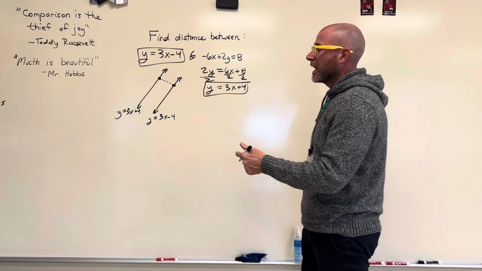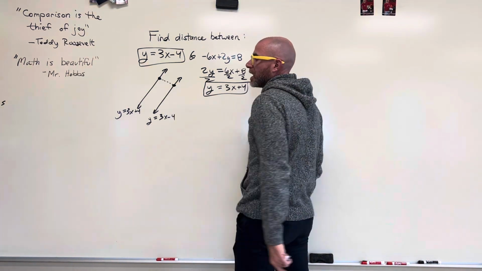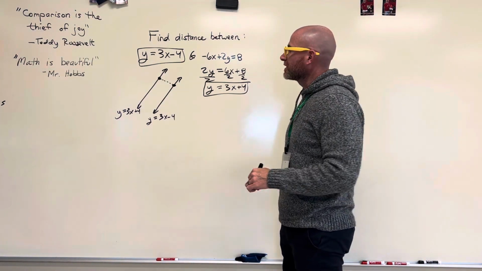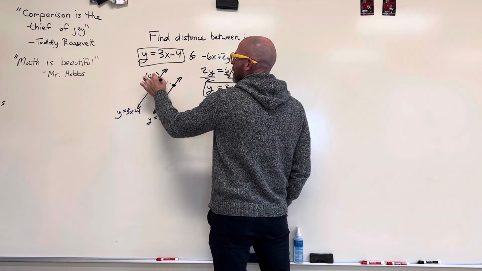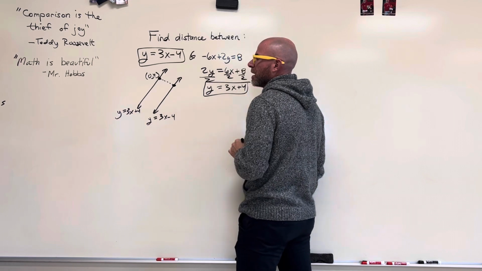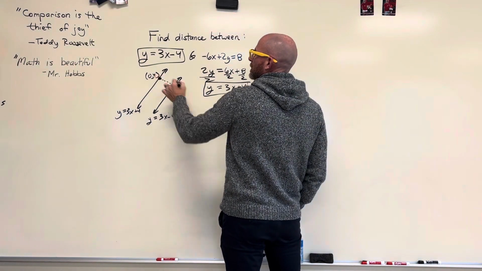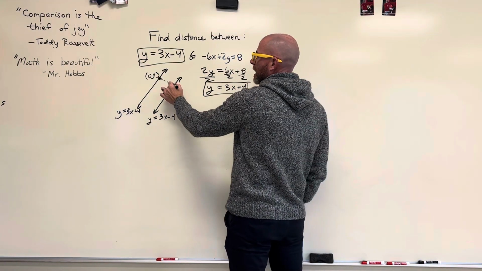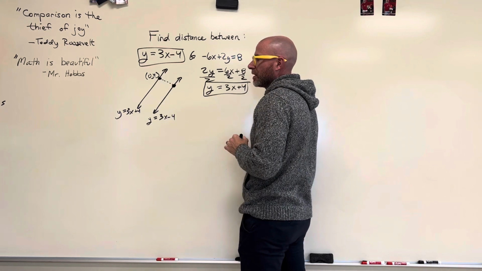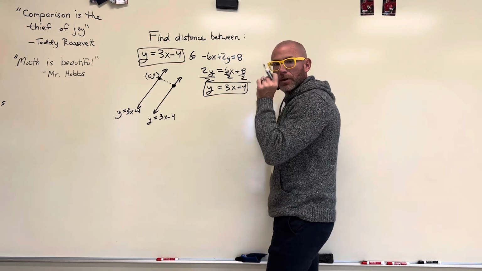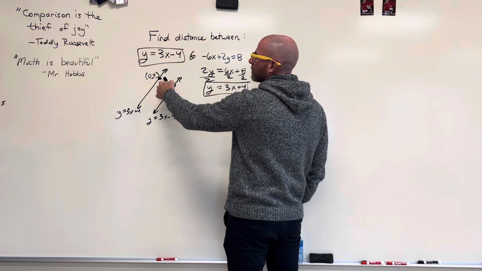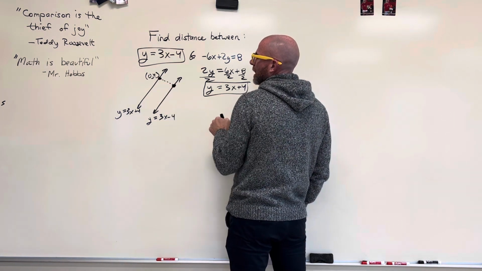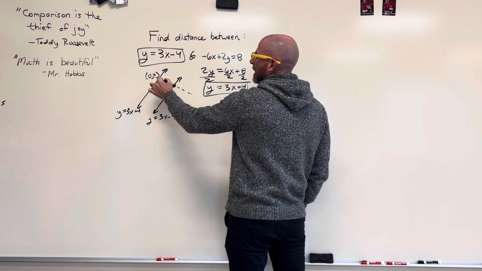Well, you can pick any point you want on either line, but my suggestion would be to select the easiest point. An easy point here would be 0, 4, the y-intercept. I'm going to use the y-intercept and then figure out what this point here is. Then I'm going to use the distance formula between those two points to figure out the distance between the two lines.